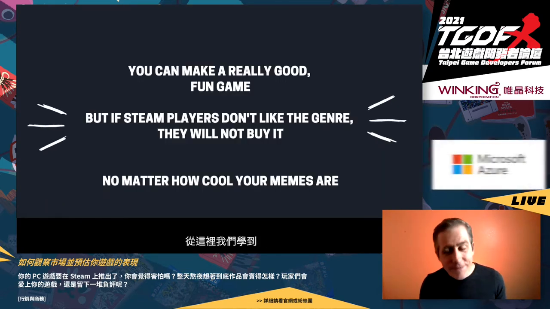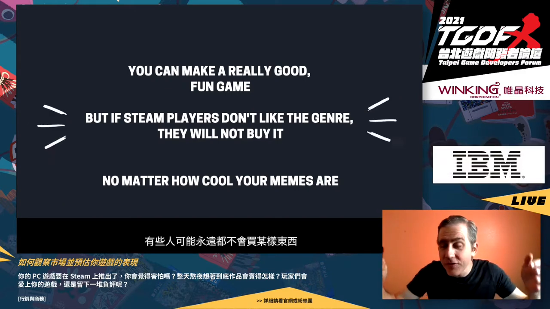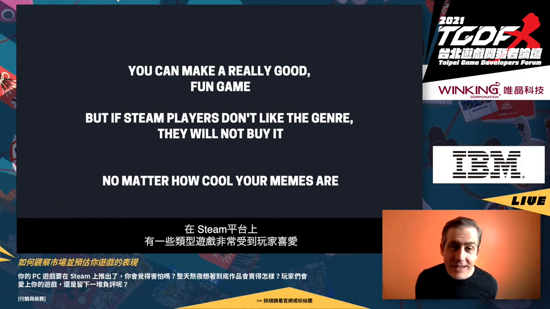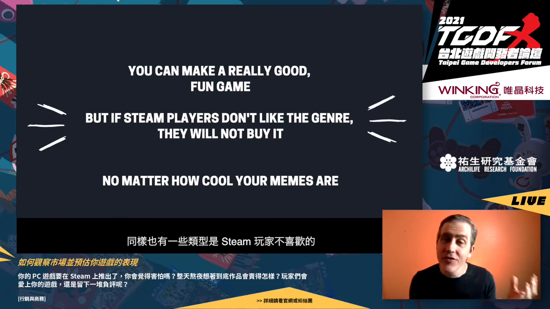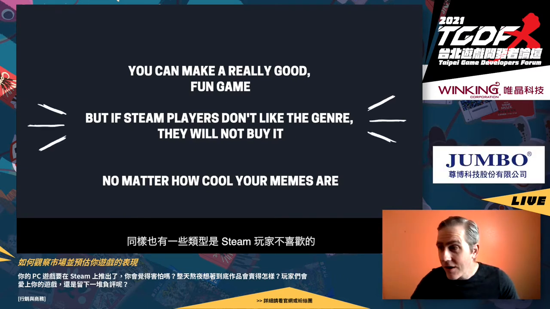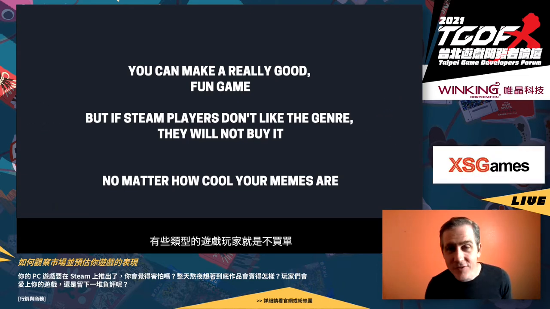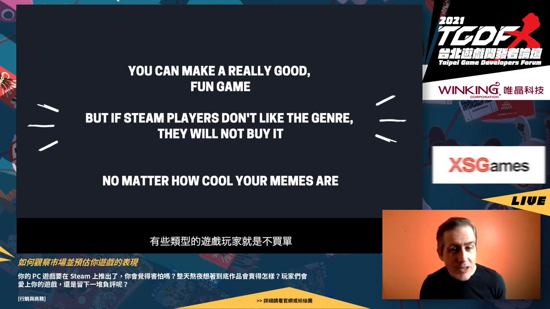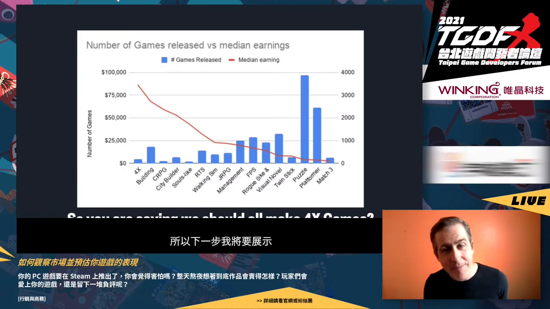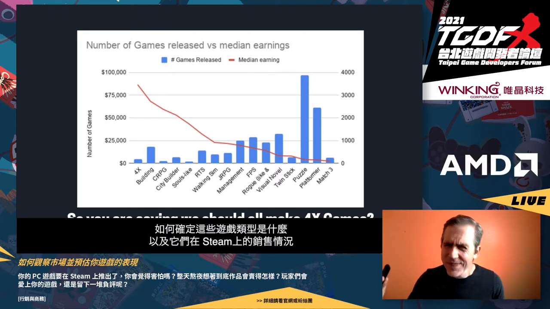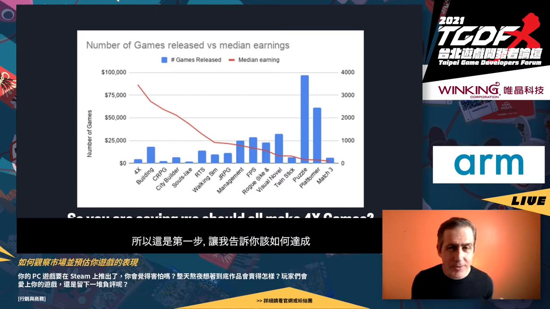So the lesson here is there are certain things that some people just will never buy. And on Steam, there are certain genres that players really like, and there's certain genres that Steam players just don't like. It's almost like selling skis in Tucson. So we're going to show you in this next step how to actually determine what those genres are and how well they're selling on Steam. So this is step one. Let me show you how to make it.